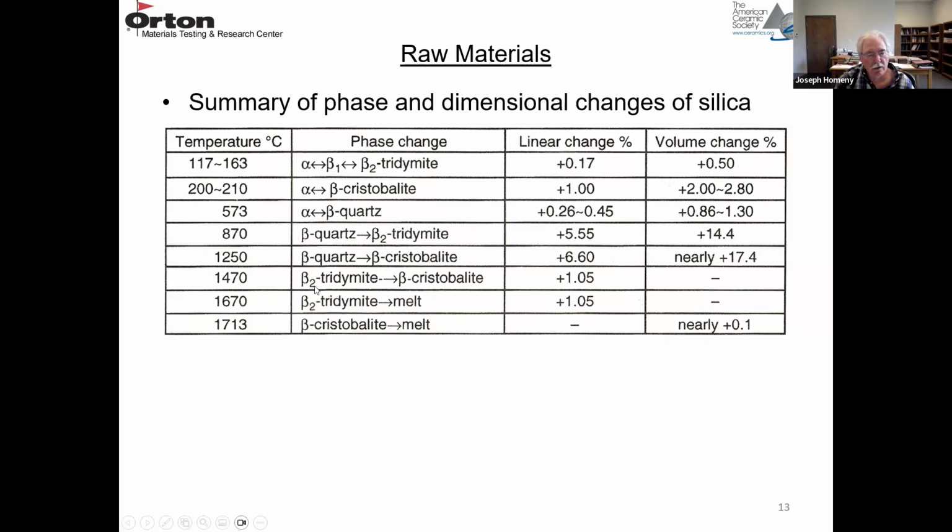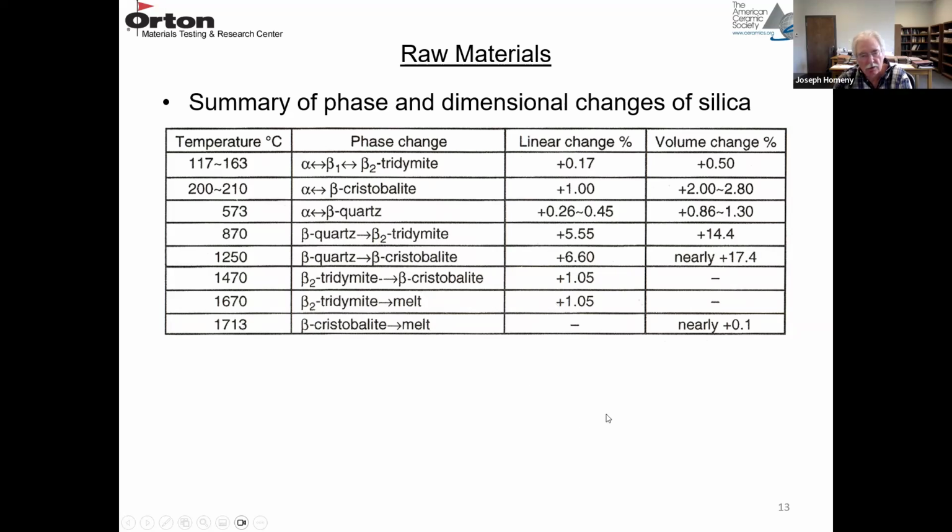And then a few other ones here, beta 2 tridymite to beta cristobalite at 1470 degrees C. There's a 1% linear change. At 1670 degrees C, beta 2 tridymite melts. The melt has a volume change of about 1%. And at 1713, beta cristobalite melts, about a 0.1% volume change.